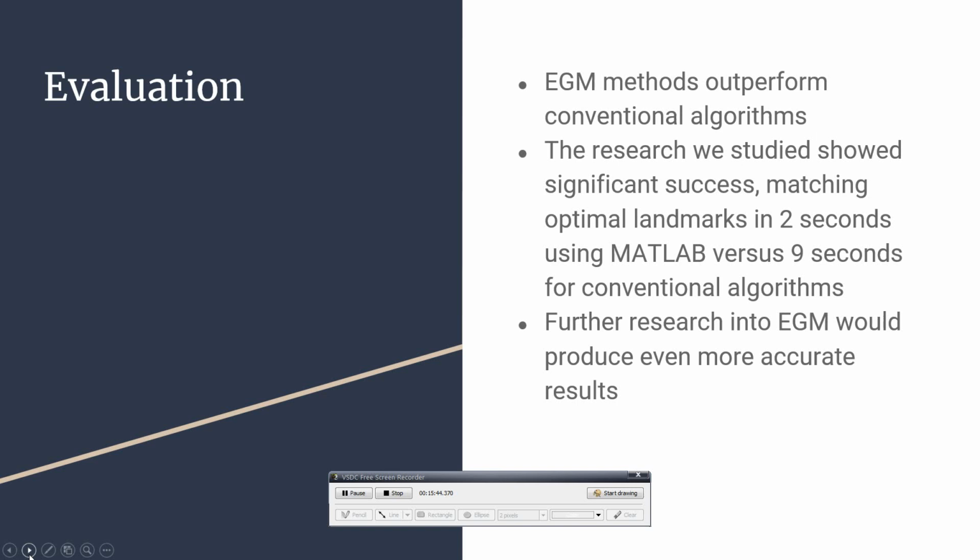The reason that EGM is so good is because it uses the graphs to match with other graphs so that your accuracy isn't just based on X, Y, and Z, it's based on a whole subset of examples.